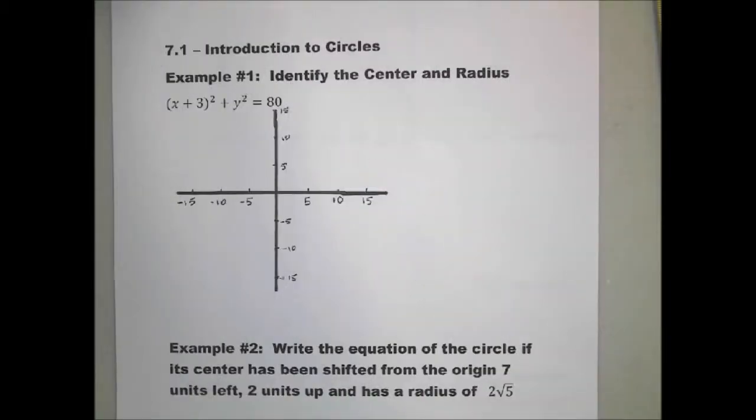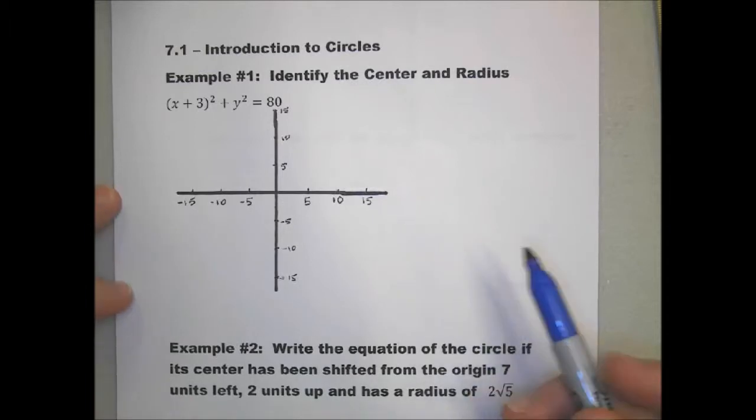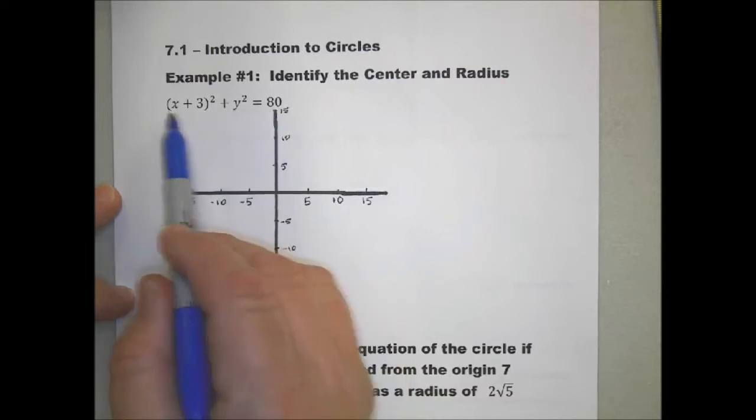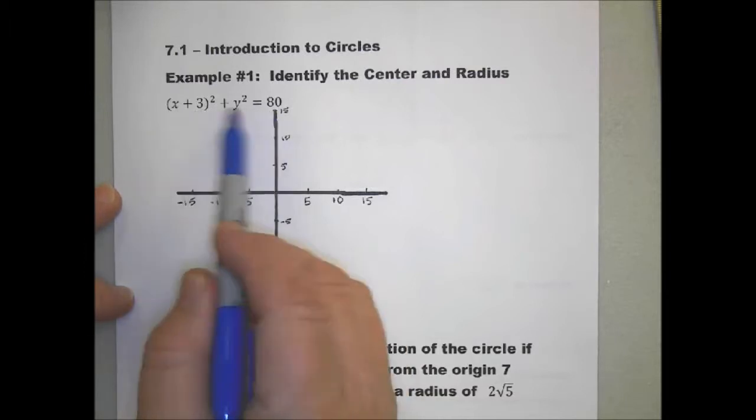Objective 7.1 is the introduction of circles. So it introduces just a few manageable concepts about circles. And the first one is, what if you see a circle or the equation of a circle written in its standard form, where everything is presented as a perfect square like this?